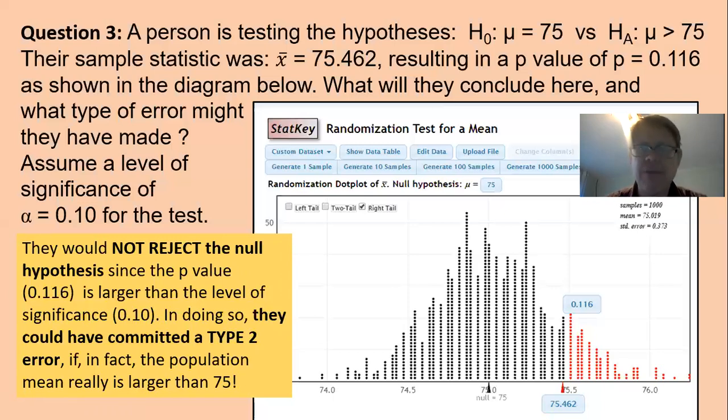Those are 3 further applications of talking about type 1 and type 2 errors. And I hope these have been instructive as you're working on solidifying your understanding of the meaning of those terms.